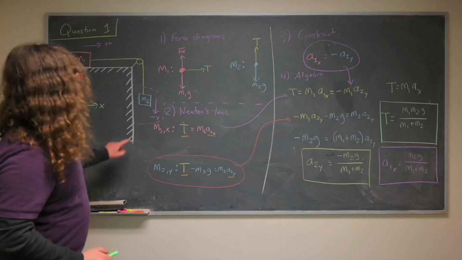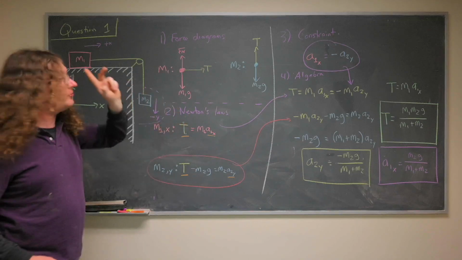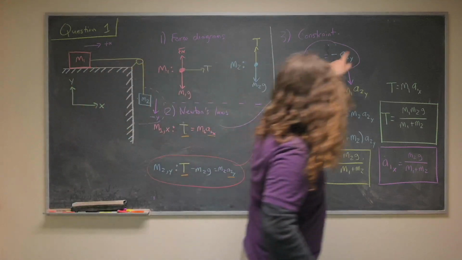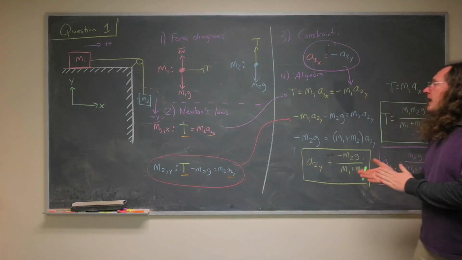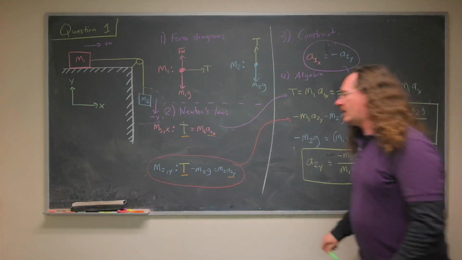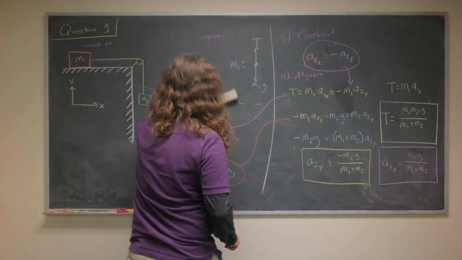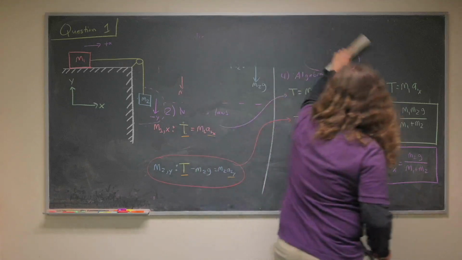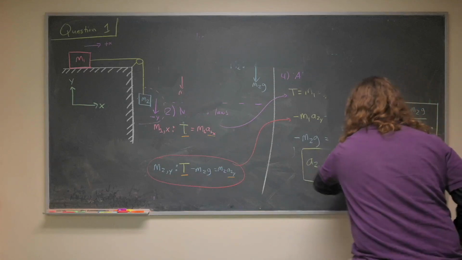What's the process that I did? I drew force diagrams. I converted them to expressions of Newton's laws. I thought about my constraint, that the two accelerations are equal in magnitude but opposite in sign. And then I did my algebra to solve for what I want. So now I'm going to make all of this go away. And we're going to do parts B and C.